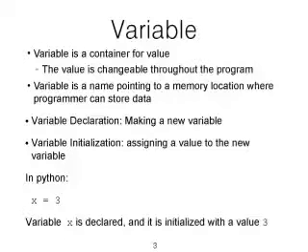In Python, you have to initialize the value of a variable when you declare a variable. So in this example, you are making a variable named x with its initial value of 3. So when you declare a variable, the value 3 is assigned to this variable x.